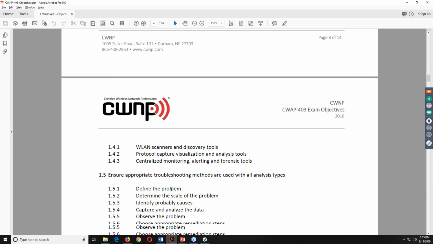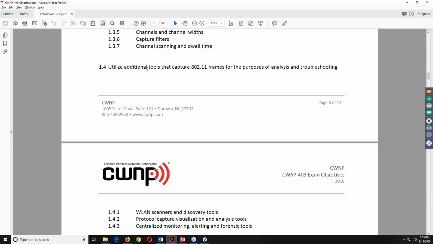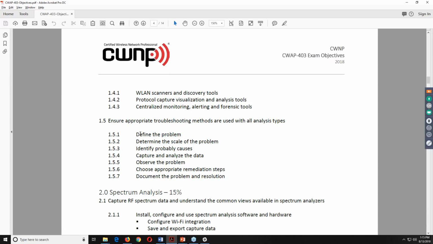We go on down. The objective here is utilize additional tools. What are you going to utilize? You're going to know how to use wireless LAN scanners and discovery tools, protocol capture visualization and analysis tools, and centralized monitoring, alerting, and forensics tools. Now here's the word define, but notice this is studying troubleshooting methods, defining the problem, determining the scale, identifying probable causes. So you're not defining a concept, you're defining the actual problem, right?